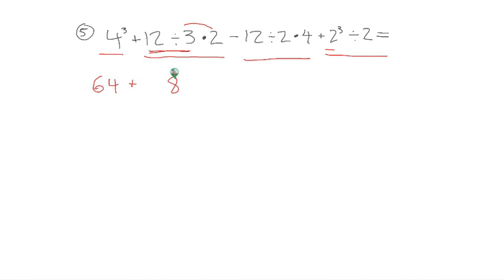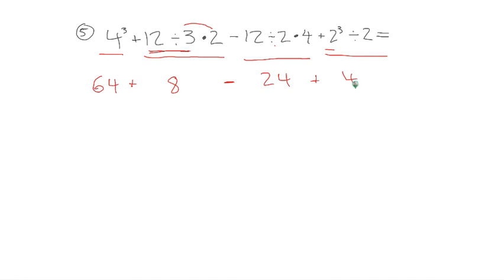Then we have the subtraction sign here. Do the same thing over here. 12 divided by 2 is 6, times 4 is 24. Then plus here we have 2 to the 3rd power, that's 2 times 2 times 2, which is 8, divided by 2, which is 4.